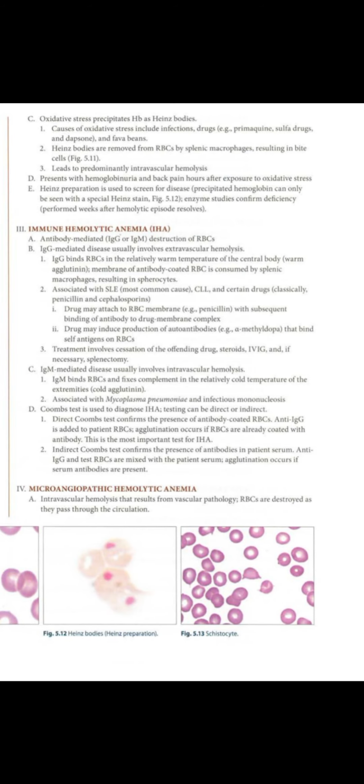Oxidative stress precipitates hemoglobin as Heinz bodies. Causes of oxidative stress include infections, drugs, for example primaquine, sulfa drugs, and dapsone, and fava beans. Heinz bodies are removed from RBCs by splenic macrophages, resulting in bite cells. This leads to predominantly intravascular hemolysis and presents with hemoglobinuria and back pain hours after exposure to oxidative stress.